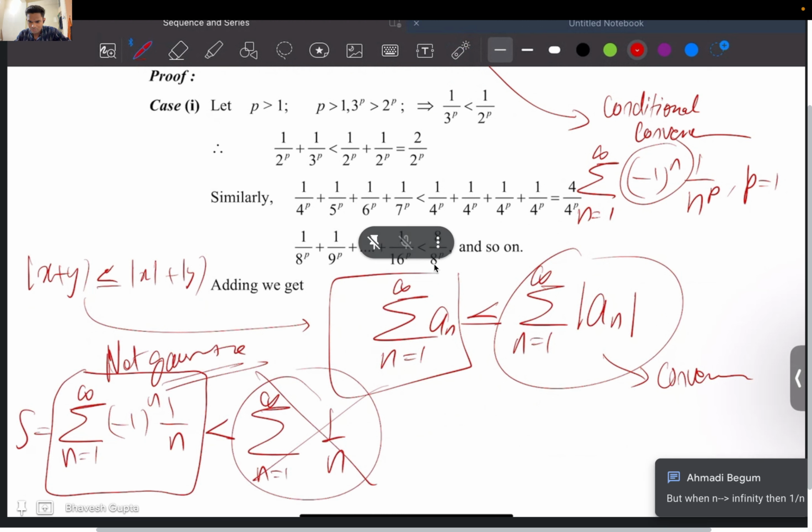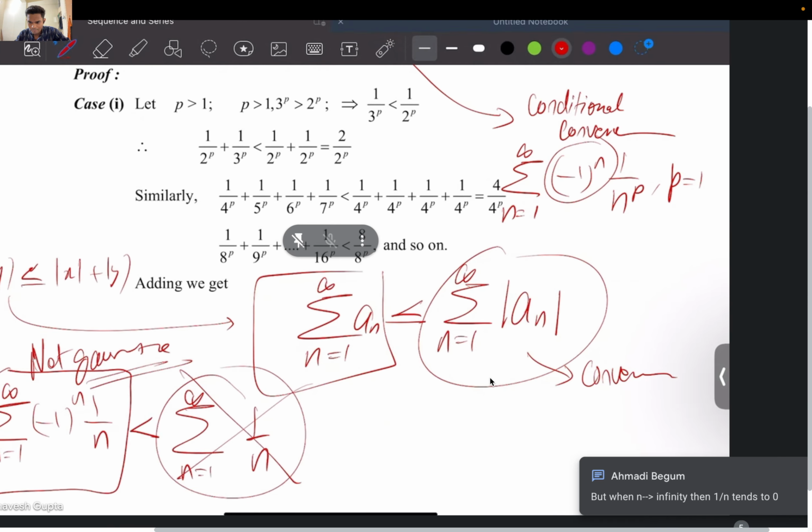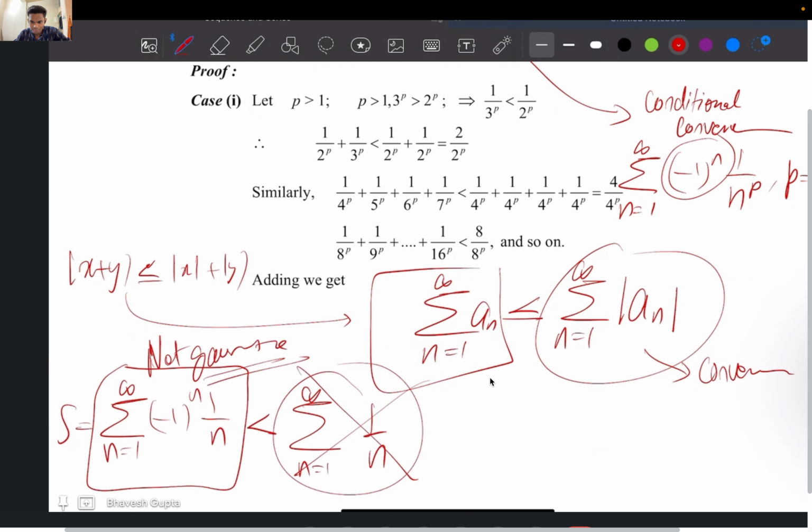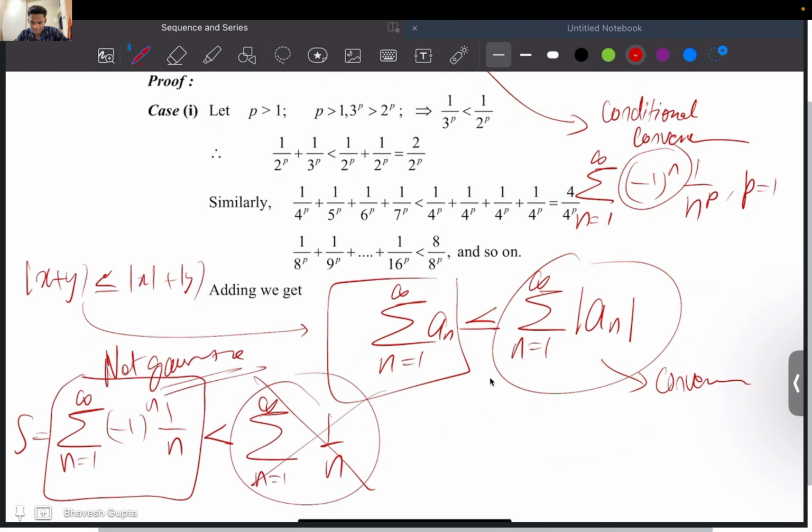Okay, so there's one question here. When n tends to infinity, 1 over n definitely becomes 0. There is no question in that. The problem is not the idea that this goes to 0 as n tends to infinity. The problem is in the summation. Try to understand, we are trying to add.